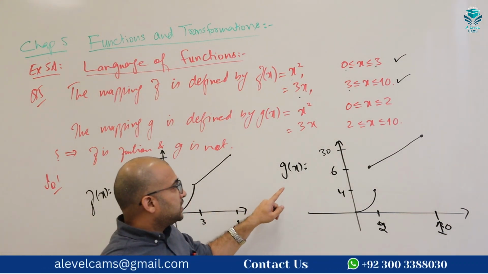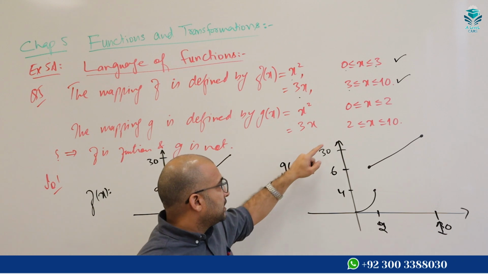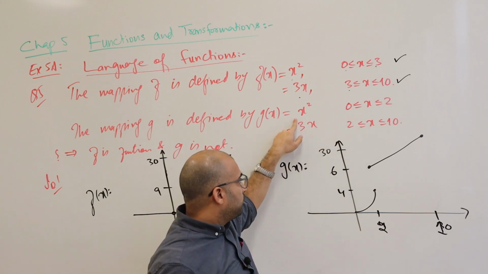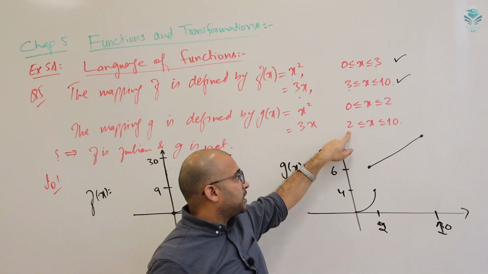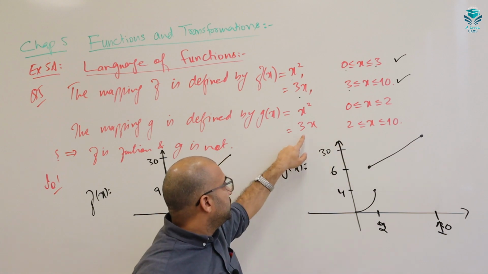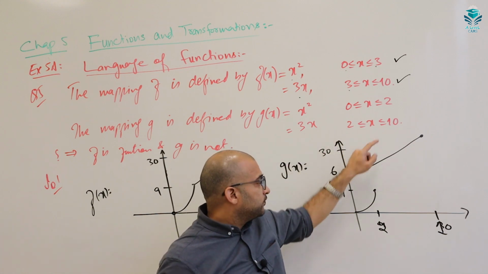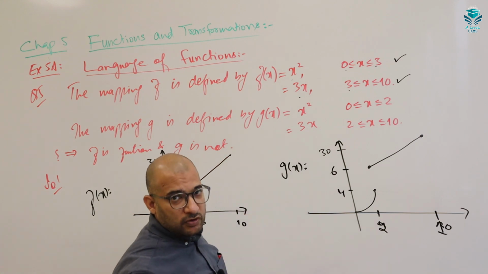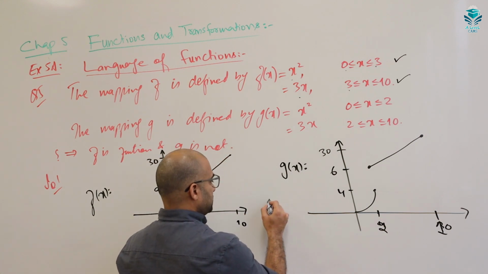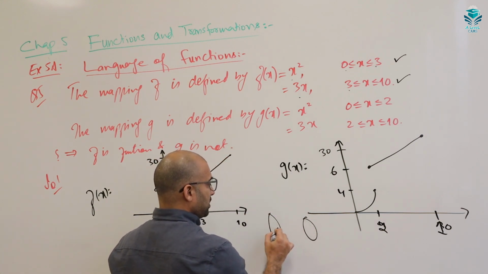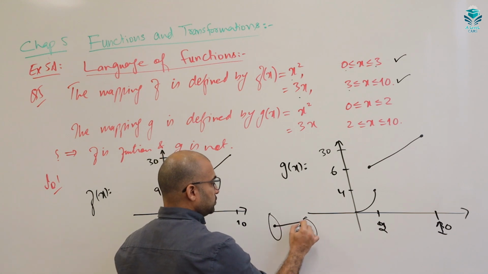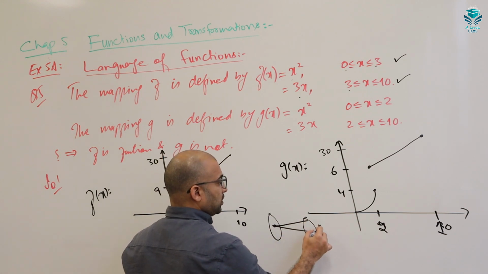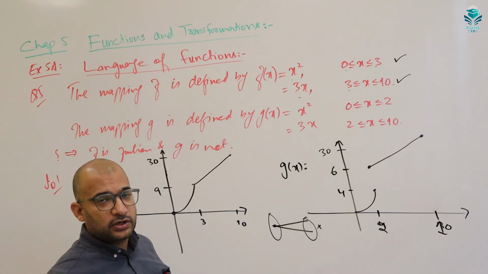Understand? But for the function g of x, you can see here from 0 to 2 the value is 0 to 4, but for the second branch, 2 to 10, the function value is from 6 to 30. So for x equal to 2, you have two images of y. It means you have this situation: this is x, this is y, and for one x you have two y. This is wrong. It will not satisfy the definition of a function.